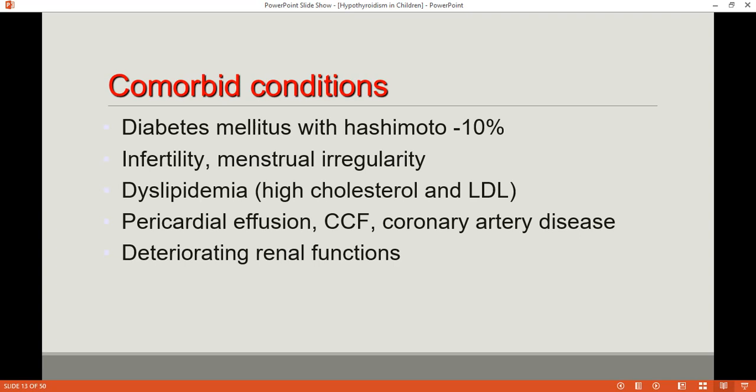Then the dyslipidemias. You will find high cholesterol and LDL in the hypothyroid patient, and sometimes the heart is also affected. There is pericardial effusion. If untreated, the patient may go into congestive cardiac failure, and sometimes coronary artery disease, and sometimes you may find deteriorating renal functions, CKD.